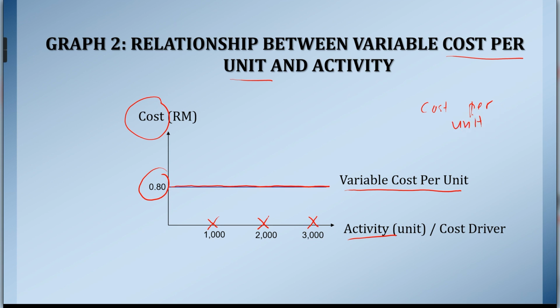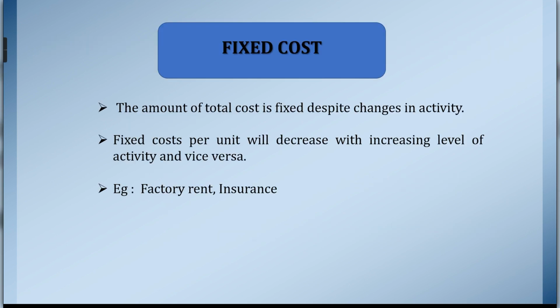Okay, so you can see the relationship between these two, with two different graphs. Okay, next we are going to go through the fixed cost. Okay, the fixed cost, kalau kita tengok the total cost, it is fixed. When we are talking about total cost for fixed cost, it is fixed despite the changes in activities.